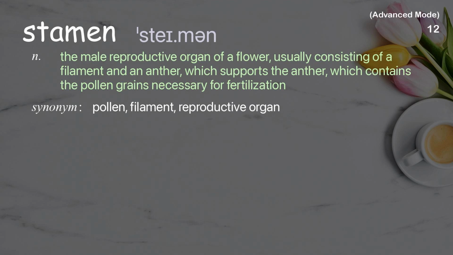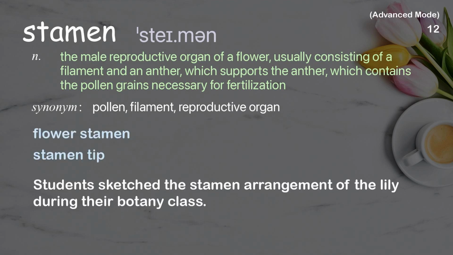Stamen. The male reproductive organ of a flower, usually consisting of a filament and an anther, which supports the anther, which contains the pollen grains necessary for fertilization. Examples: Flower stamen, stamen tip. Students sketch the stamen arrangement of the lily during their botany class.